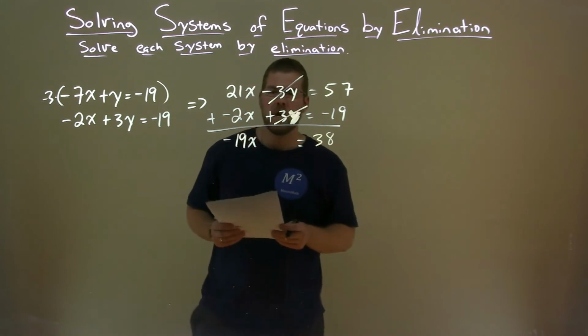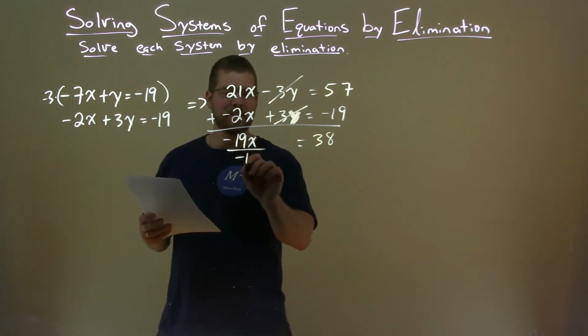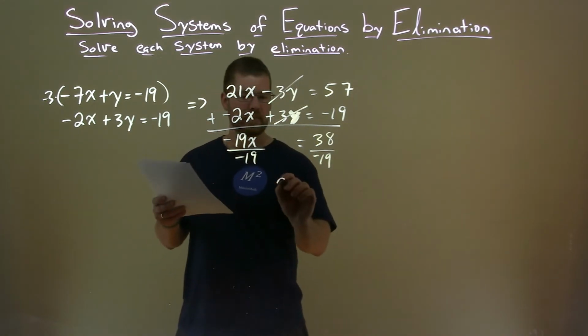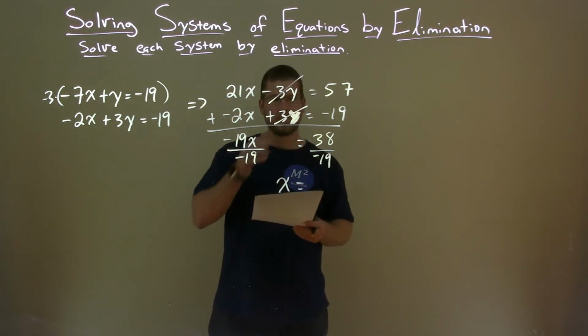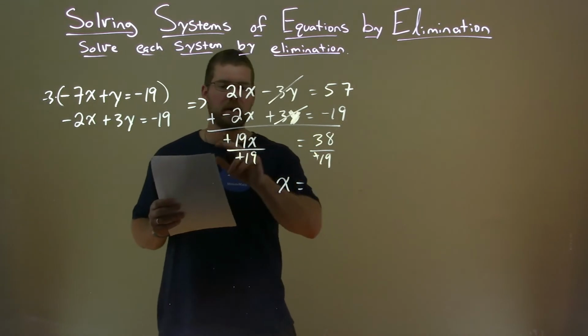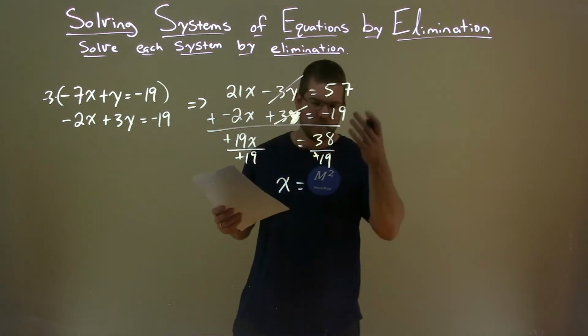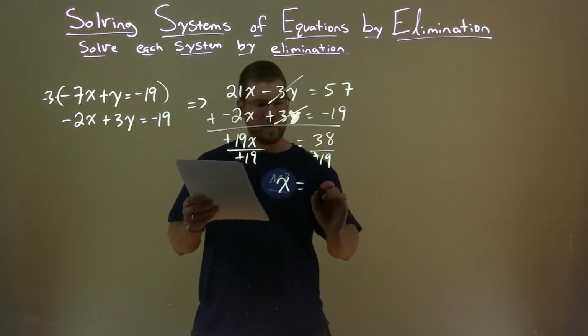Yeah. So now what we want to do is divide both sides by negative 19 to get x by itself. X equals 38 divided by negative 19. Oh, positive 19. Oh, excuse me. Can't believe I almost did that. 21x minus 2x is a positive 19. Full of mistakes here. But I caught it before the end, so we're fine. 38 divided by 19 is a positive 2.